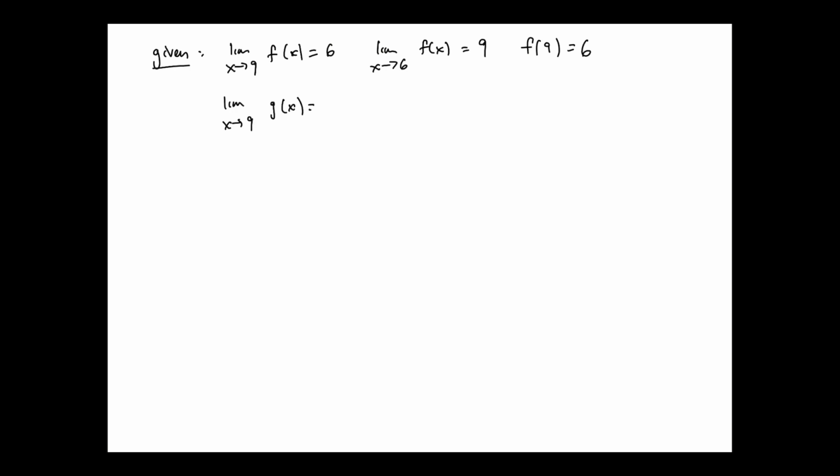All right, so we were given that the limit as x approaches 9 of f of x is 6. Limit as x approaches 6 of f of x is 9, and that f of 9 is 6. We're also given the limit as x approaches 9 of g of x equals 3. Limit as x approaches 6 of g of x is also 3. And g of 6 is equal to 9. Okay. And then we're asked to compute a whole bunch of things there.